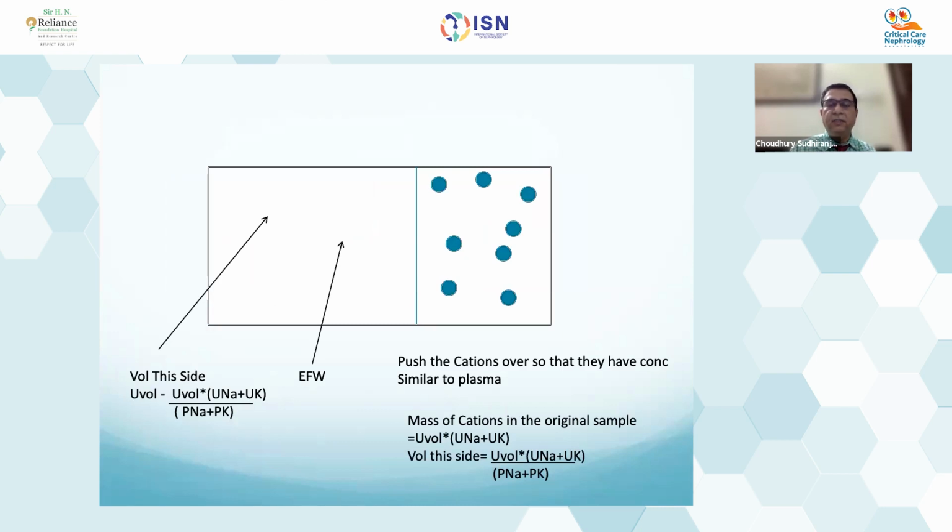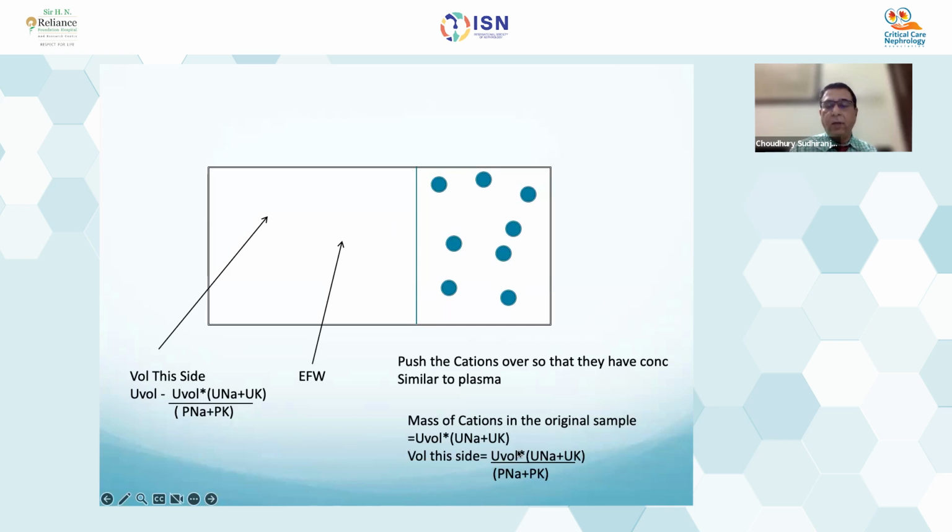Let us say that there is excretion of urinary sodium and potassium, and if you push by this line and make the urine concentration of potassium and sodium equivalent to the plasma, then what is remaining in the left side is the electrolyte free water. So how to calculate this?